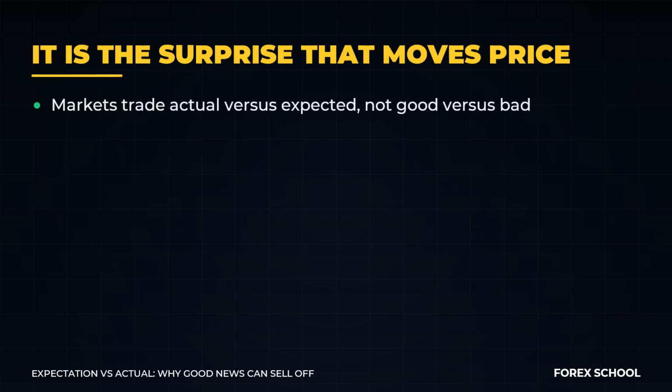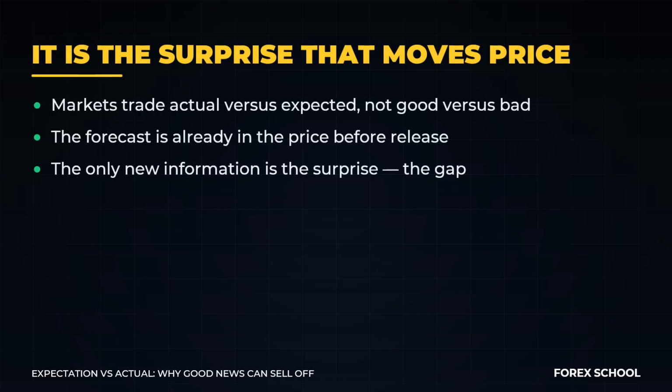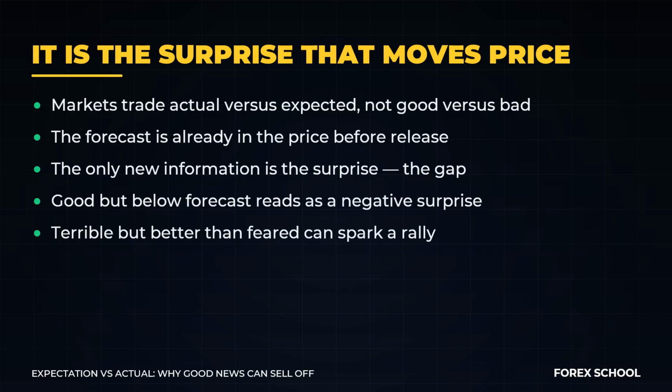Now for the idea that confuses every newcomer at least once: a strong economic number comes out, and the currency falls. How? Because markets don't trade good versus bad, they trade actual versus expected. Next to every calendar event sits a forecast, the market's collective guess. By release time, that guess is already in the price. Traders bought or sold it weeks ago.